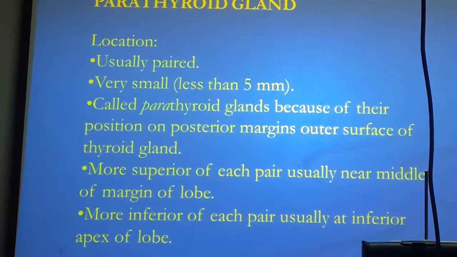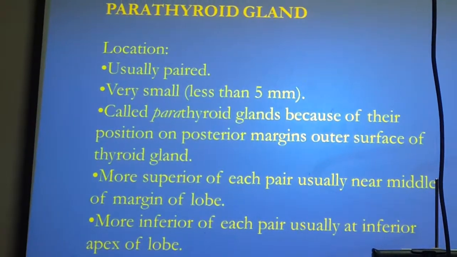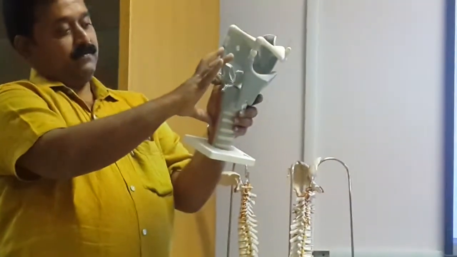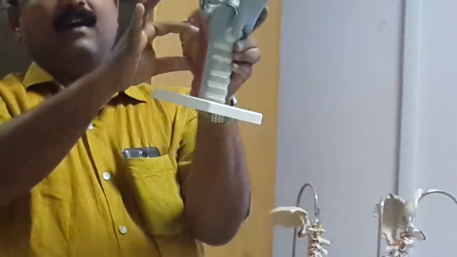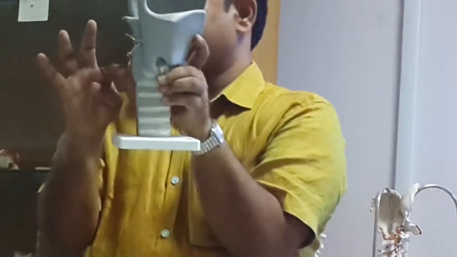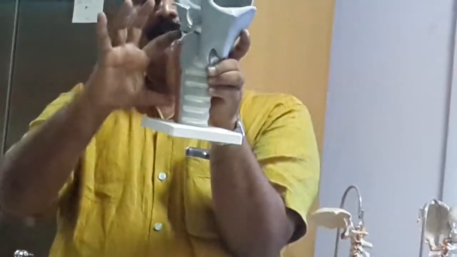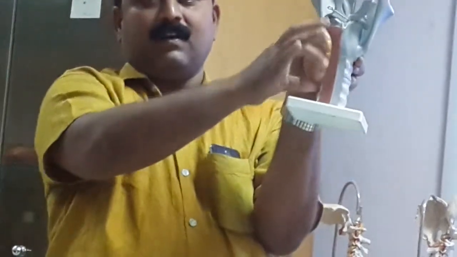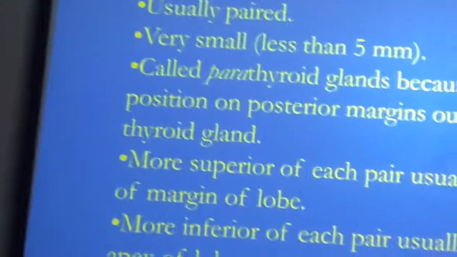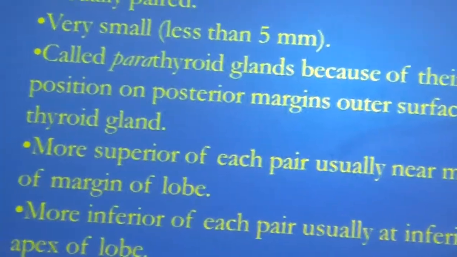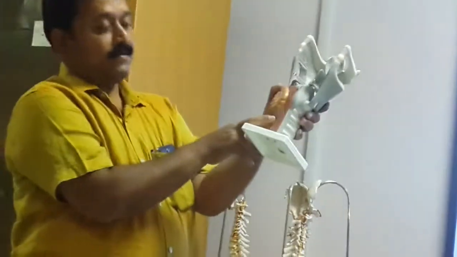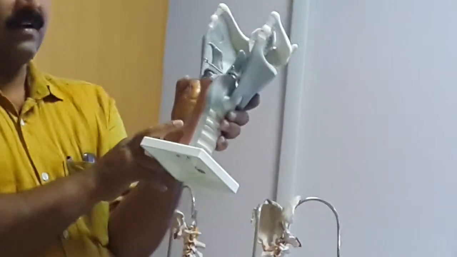The more superior of each pair is usually near the middle of the posterior margin of the lobe. So, along the whole length of the posterior border, exactly at the middle, you will find the superior parathyroid gland. And the more inferior of each pair is usually at the inferior apex of the lobe. Inferiorly, the inferior parathyroid gland is present.